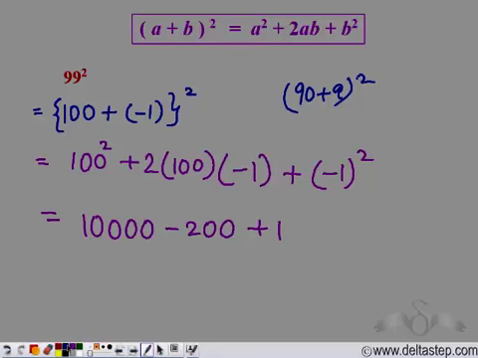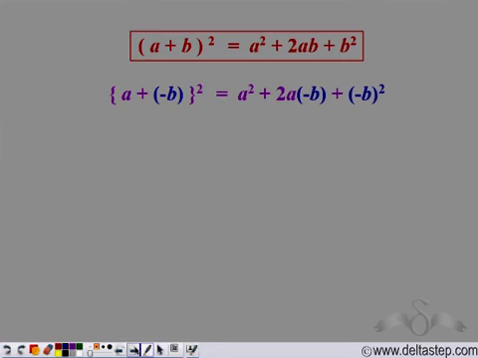So what do we get? We get 9, 8, 0, 1. So this is what we get. From 10,000, we subtract 200, we get 9,800, and then we add 1 to it. So this is 9801. So see how simple this huge calculation has become with the help of this identity. But notice that we have used negative 1 here in place of a positive value.